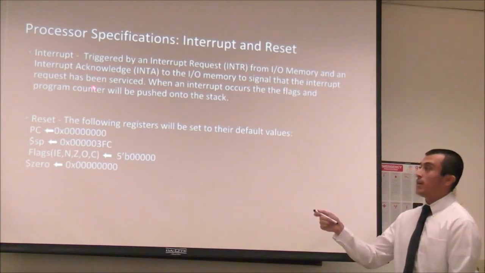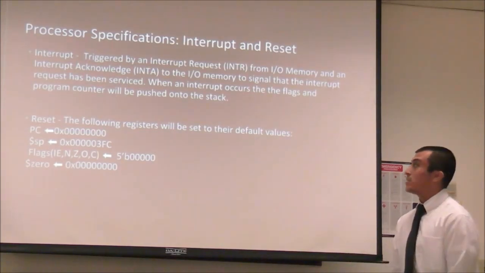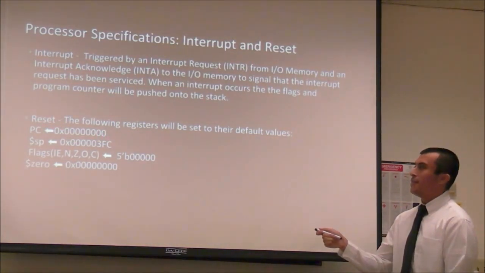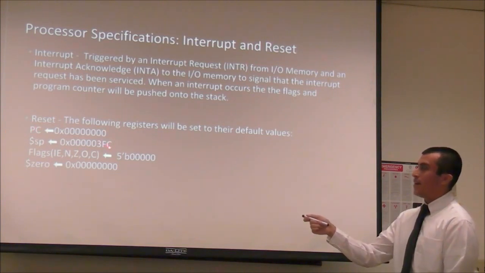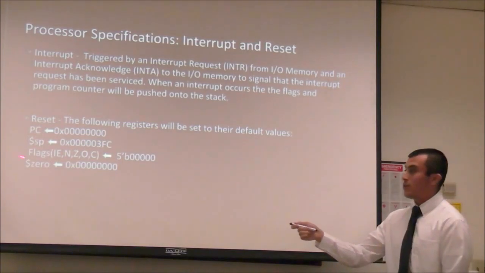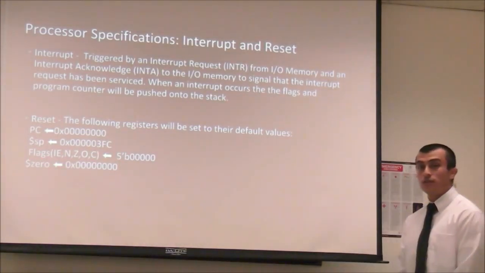And then our reset as well, it resets all the values back to default values. So for our program counter, that would be a hex value of 0000000. Our stack pointer's default value is 000003F0. Our flags are all set to 0, as well as our 0 register, which is always a constant value of 0.